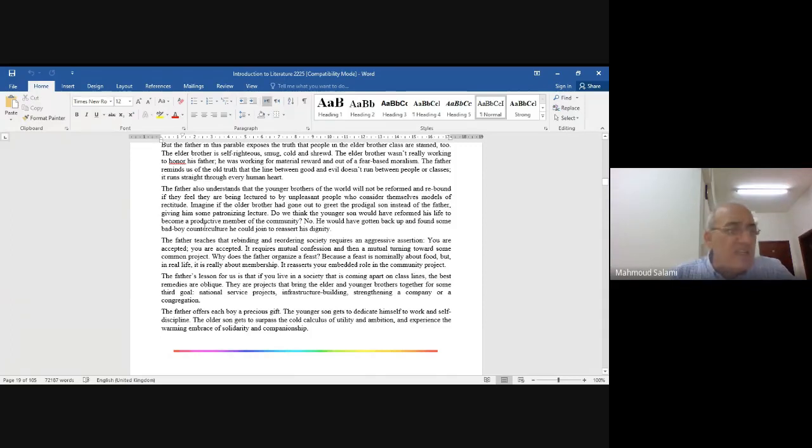And I think we see this again. The father teaches that rebinding and reordering society requires an aggressive assertion. You are accepted, you are accepted. Again, here you are again the same way accepted. It requires mutual confession and then a mutual turning towards some common project. Why does the father organize a feast? Because a feast is nominally about food, but in real life, it's really about membership. It reasserts your embodied, or embedded, I should say, role in the community, and so on.